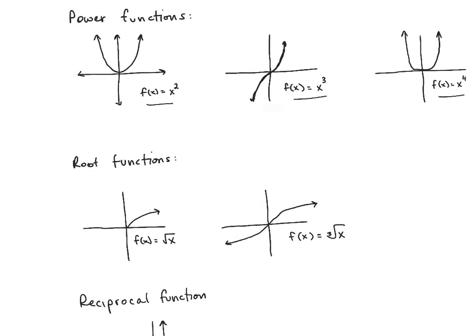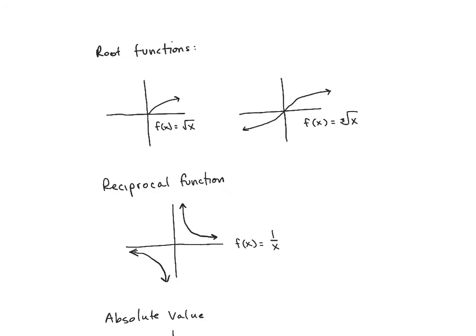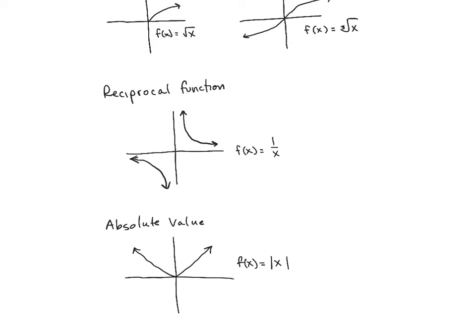The next family of functions are called the root functions. We have square root here, and we have a cube root here. And another family of functions are called reciprocal functions. We'll talk a lot more about these in chapter 3, the next chapter, section 3.6. And then you've seen this one, I'm sure, absolute value. It's a V-shaped graph. The equation looks like this.